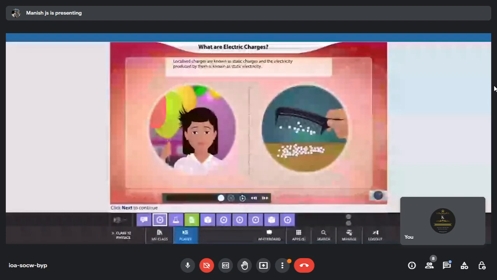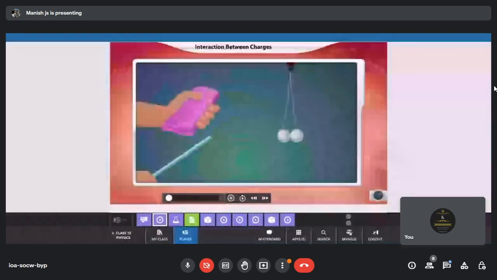So these charges, due to friction you're trying to create the charges. So they are called static charges, and the electricity produced due to them, we call static electricity. Simple. So like this you can define the static electric charges. Okay? We are going to the next module.